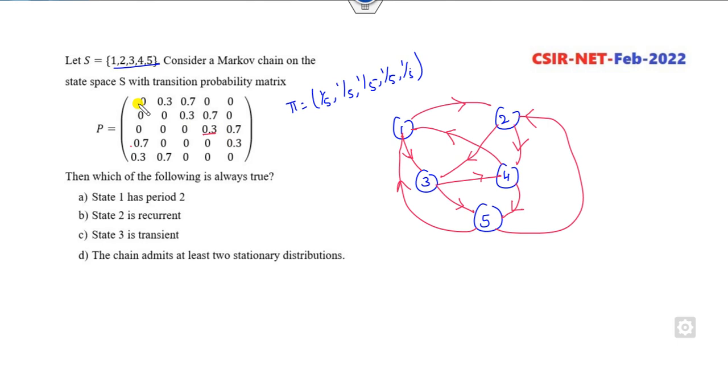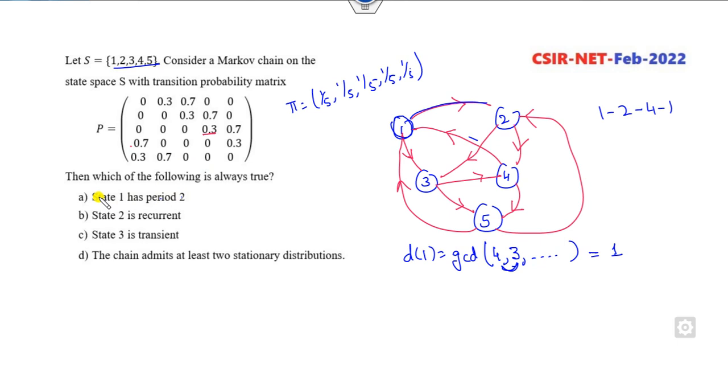So what is the GCD for the first state? Period of 1, so in how many ways can you come back from 1 to 1? There is one path, 1 to 2, 2 to 3, 3 to 4, 4 to 1. This is one way. Another way is 1 to 2, 2 to 4, 4 to 1. There are three paths and so on. Clearly the GCD of this is 1. So this is 1. Fine. Now, so the option saying state 1 has period 2 cancels out. So now the period question is over.